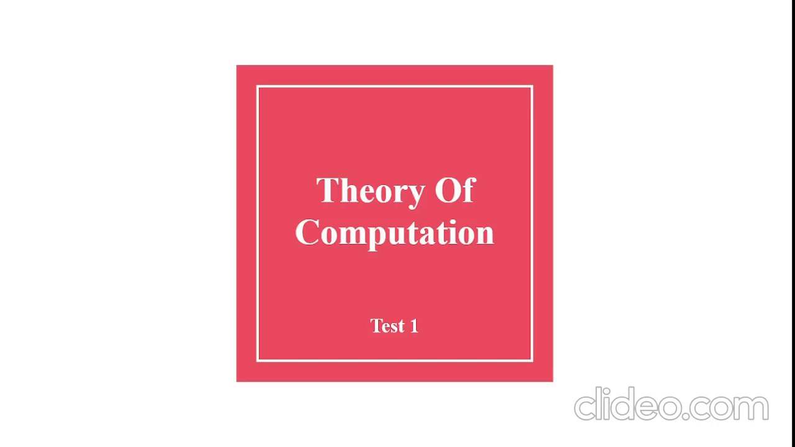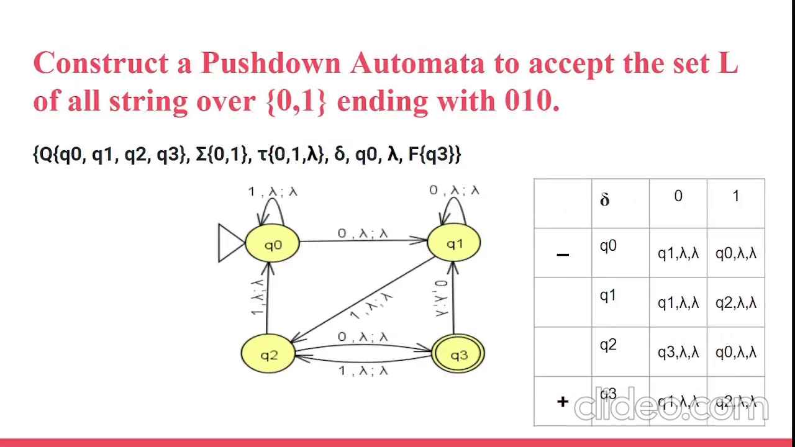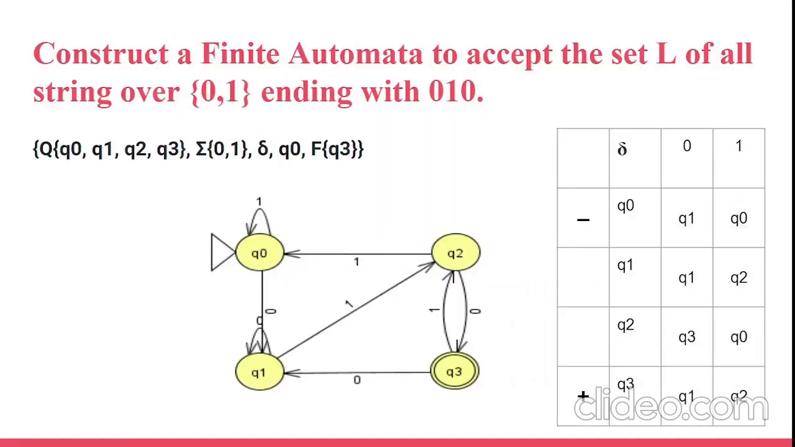Today we are discussing test 1 questions of the subject Theory of Computation. The question given to us is to create an automata. We have to construct a finite automata to accept the language, the set of strings, that ends with 010. Before solving this, let me tell you a little about finite automata.